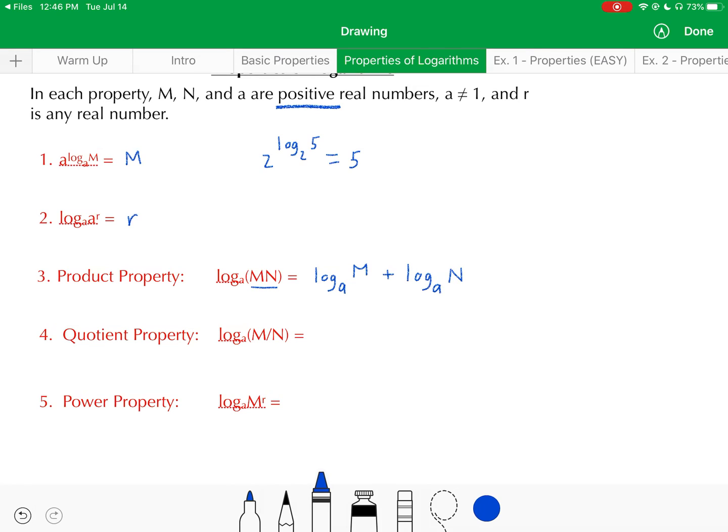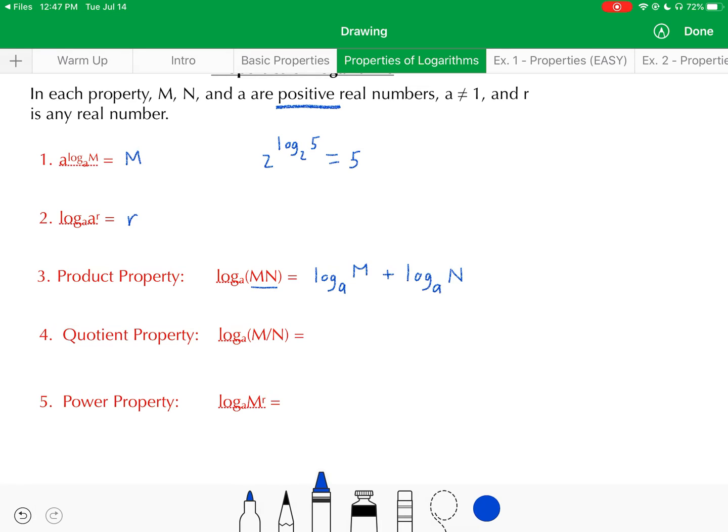Think about properties of exponents. If I'm taking 2 exponential expressions and multiplying them together, as long as they have the same base, then I'm able to add their exponents. And that's exactly what we have going on here. Log base a of m represents an exponent. Log base a of n does as well. Those 2 exponents are being added together.